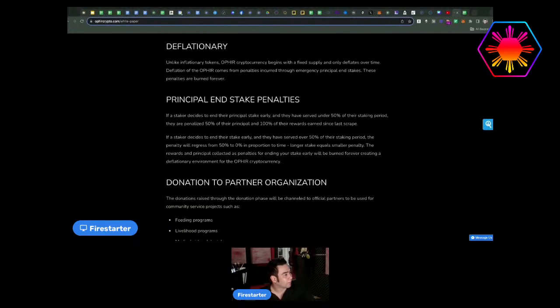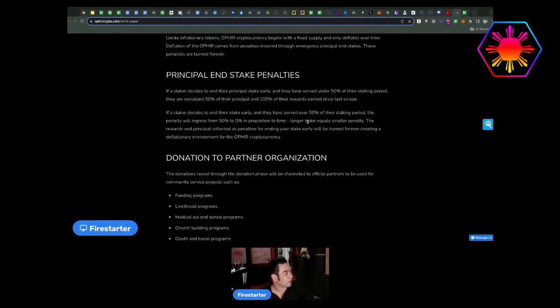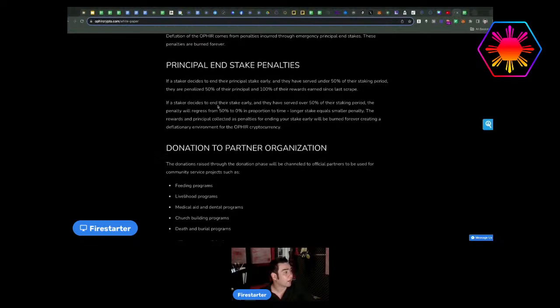And so this next section just explains what I said. If a staker decides to end their principal stake early and they have served under 50% of their staking period, they're penalized 50% of their principal stake and 100% of their rewards. That's why, if you're going to early end stake, you always need to withdraw your rewards first. Withdraw your interest first.